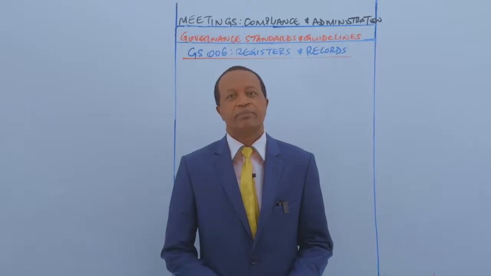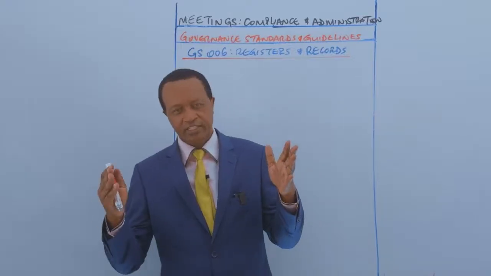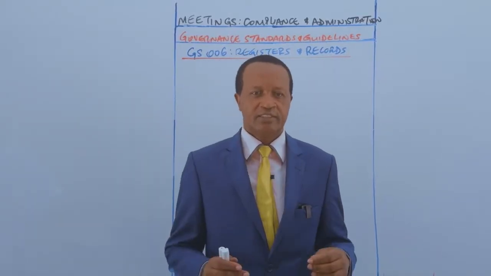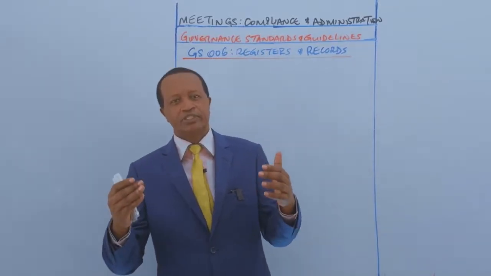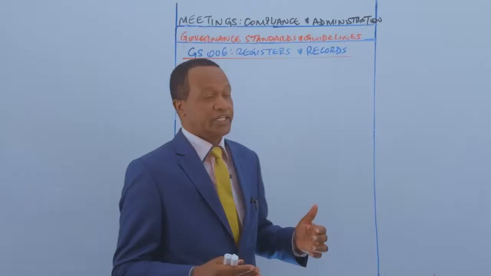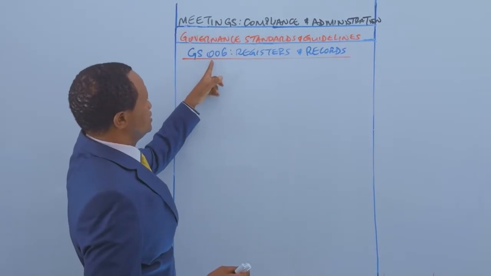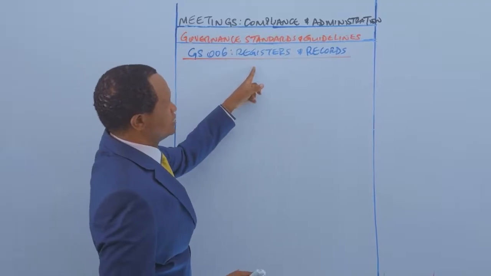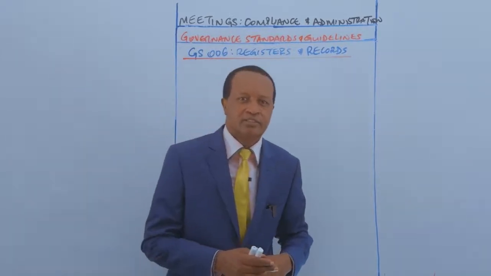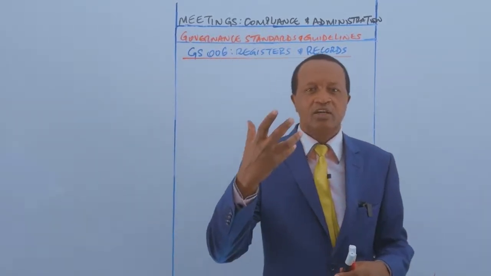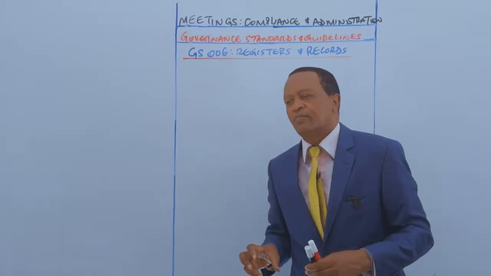The subject is meetings. We are studying the governance standards and guidelines. Today we are moving to guideline standard number 006 on registers and records. Governance standard GS 006, registers and records. This is a standard that governs the corporate memory. We are talking about records, candidates.